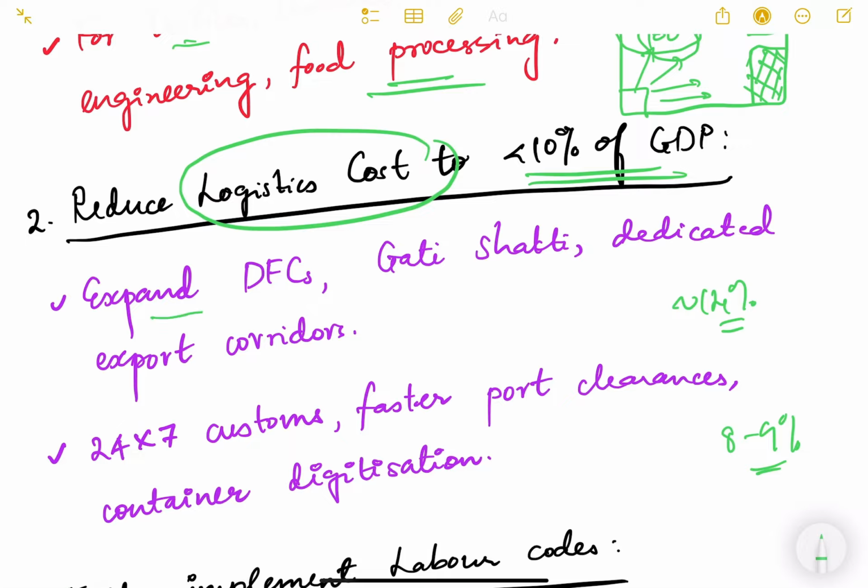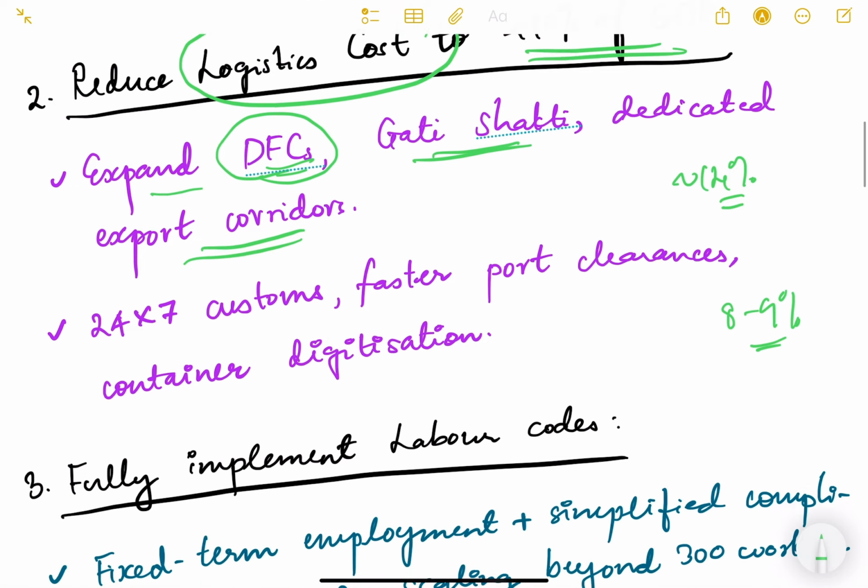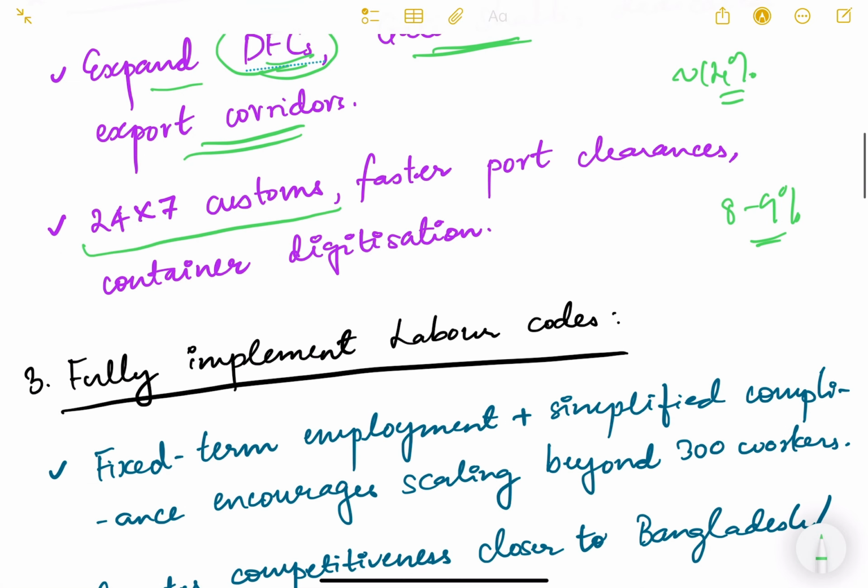So we need to expand the DFCs, which are the dedicated freight corridors. Gati Shakti, through which we are building highways and other infrastructure. Dedicated export corridors also need to be built. Then 24/7 customs should be there, so that we can receive and send shipments. Faster port clearances, container digitalization. Again, use of technology for making our external trade more efficient.